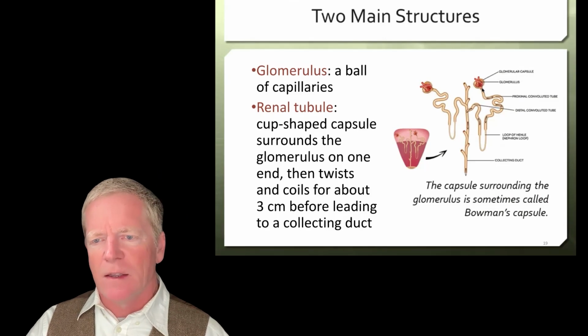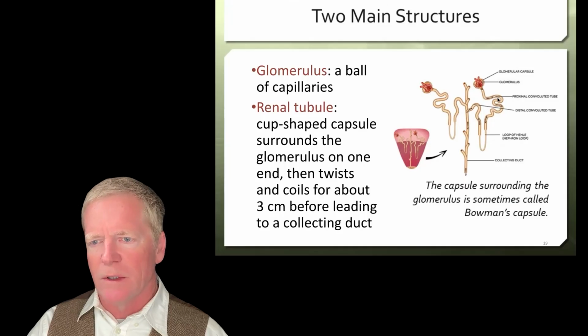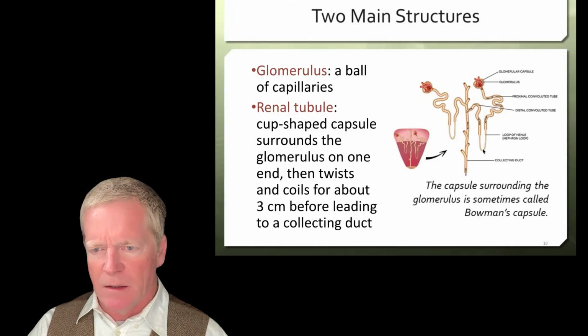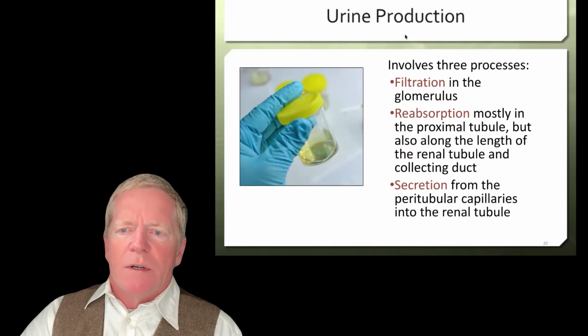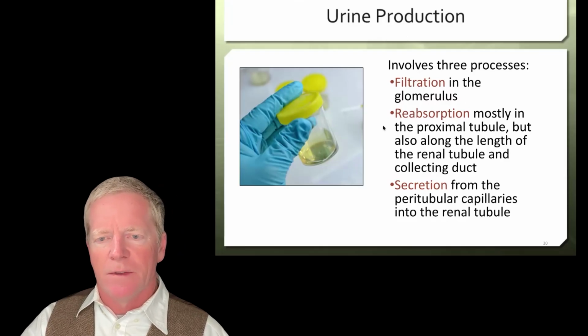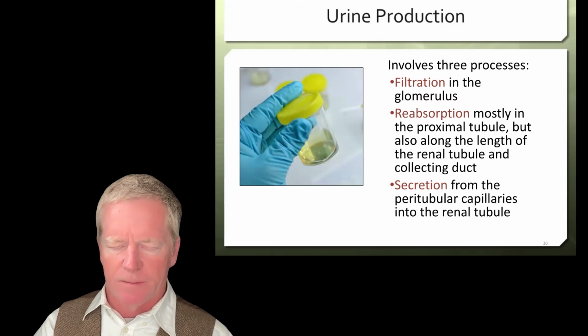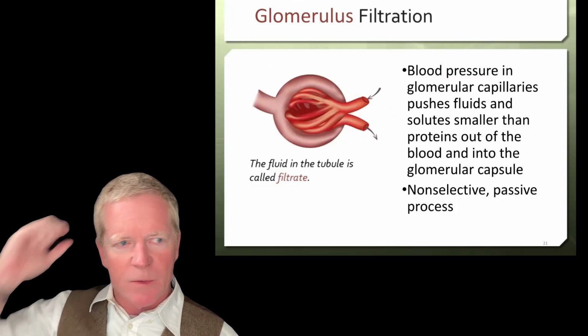Then after that, the filtrate from the blood enters the proximal convoluted tubule here, then the loop of Henle down here, up to the distal convoluted tubule, and ultimately into the collecting duct of the ureter. Urine production involves three processes. The first is filtration in the glomerulus, then reabsorption of the chemicals that your body needs, and finally secretion into the renal tubule and ultimately the ureter and bladder. Let's take a look at these processes one by one.